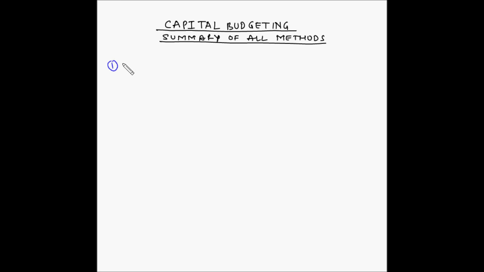So the first one we look at is payback period. The payback period is defined as the number of years required to recover a project's cost.